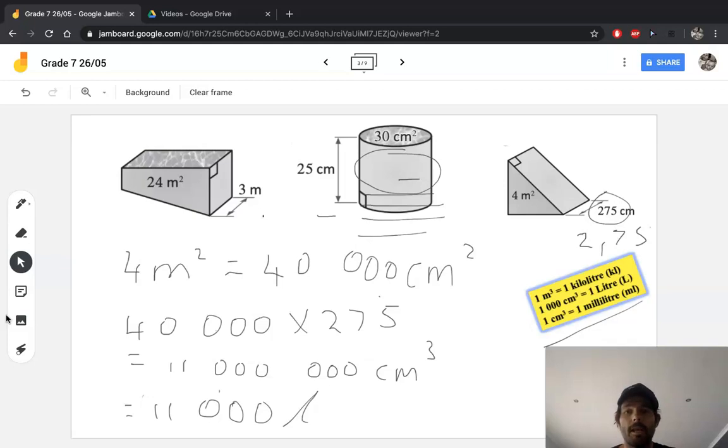So now that I've got both measurements in centimeters, I can multiply 40,000 by 275. That gives me 11 million centimeters cubed. And then to convert from centimeters cubed into liters, I divide by 1,000, and that leaves us with 11,000 liters. So you get the same answer. Your numbers are just a lot larger. But you need to choose if you prefer working in decimals and keeping the numbers smaller, or if you want to get rid of the decimals and therefore make bigger numbers.